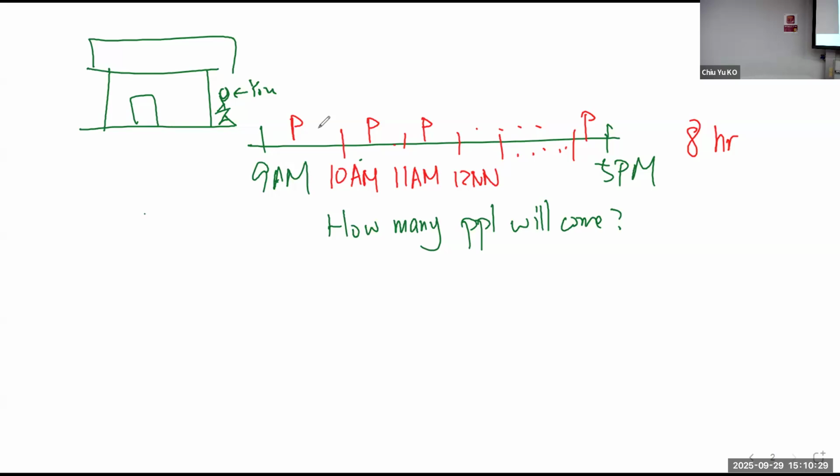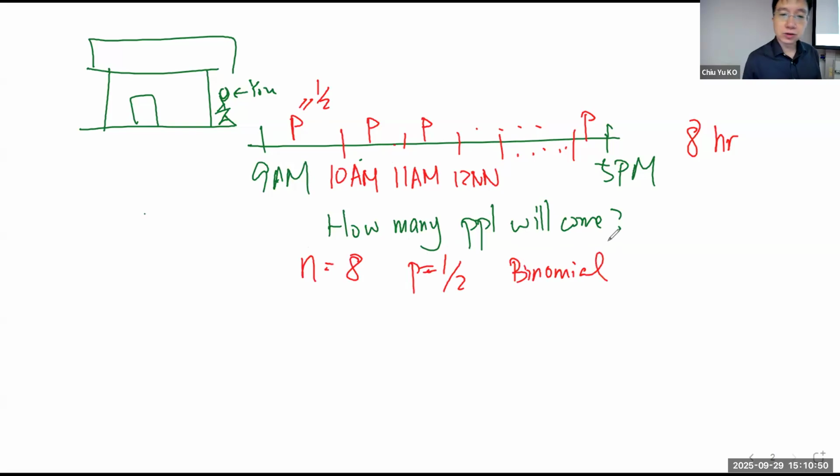So maybe P is half, right? If you say half likely that people will come, then that is a binomial with n equal to 8. Suppose P equal to 1/2, right? So half of the time that people come in, P equal to 1/2. So how many people will come? Then it's a binomial, right? If only every hour has 0 or 1 people will come, then you have binomial with n equal to 8 and P equal to 1/2.